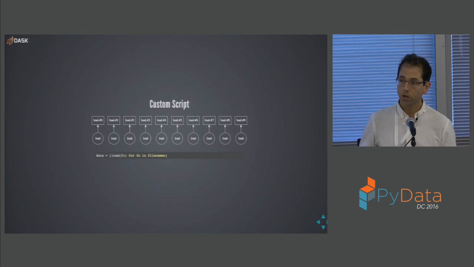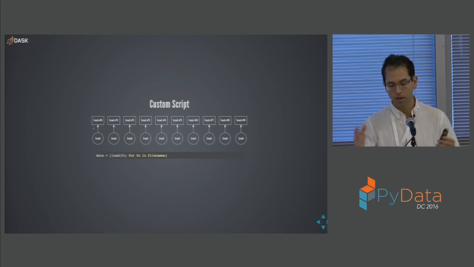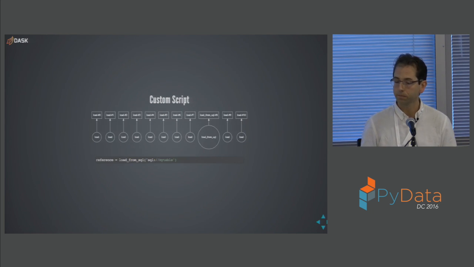So we're starting out. We're going to call some load function on a lot of file names. And here I'm going to represent these computations. So circles are little functions and data boxes are results. We've got 10 file names. We're going to call load on all of them. So this is obviously parallelizable.